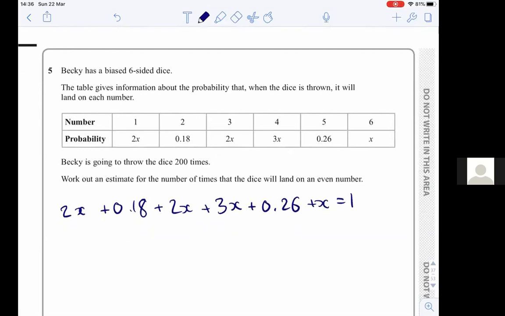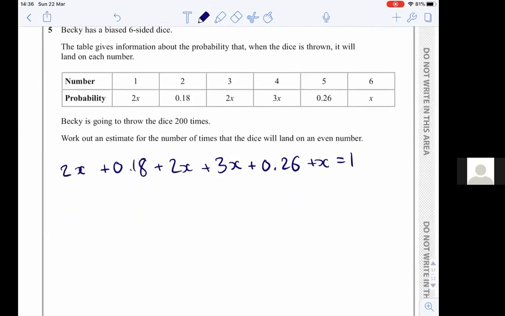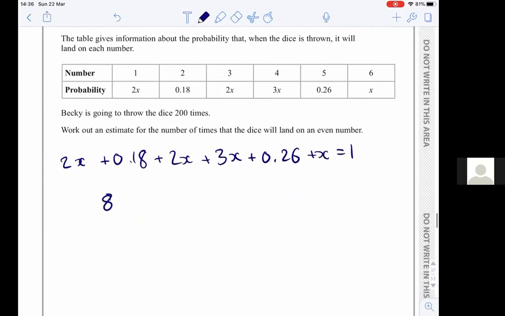Becky's going to throw the dice 200 times. Work out an estimate for the number of times the dice will land on an even number. So yes, let's work out this value of x first. I have 2, 4, 7, 8x here. If I add all of these probabilities up, well, there's only 2 there. 0.18 add 0.26 is going to be 0.44. That equals 1. So 8x equals 0.56. And if I divide both sides by 8, x equals 0.07.